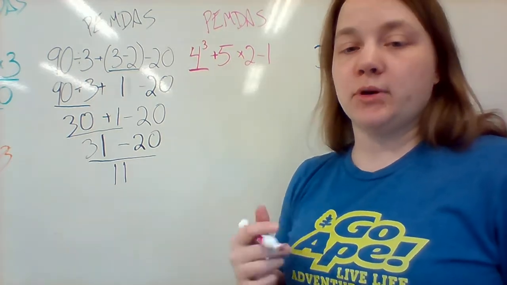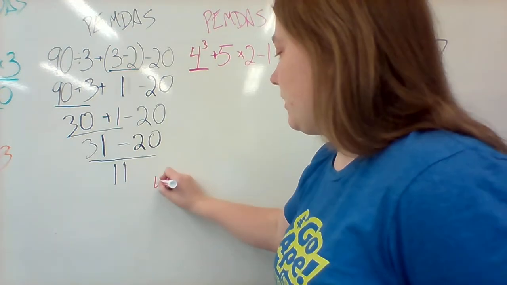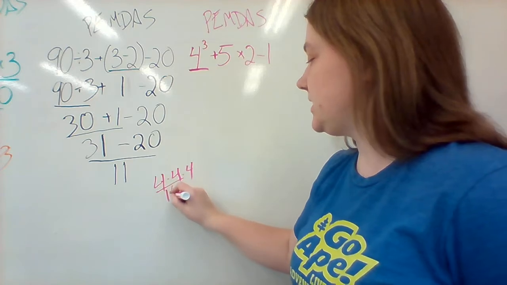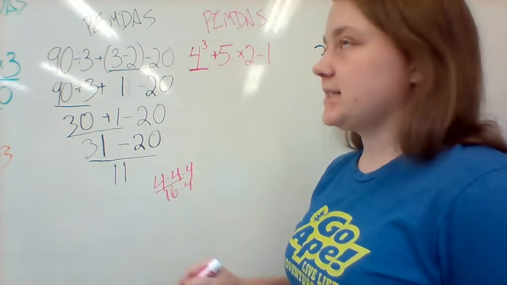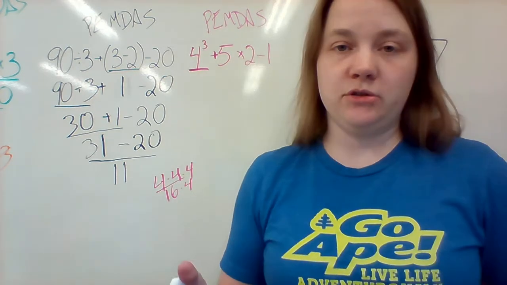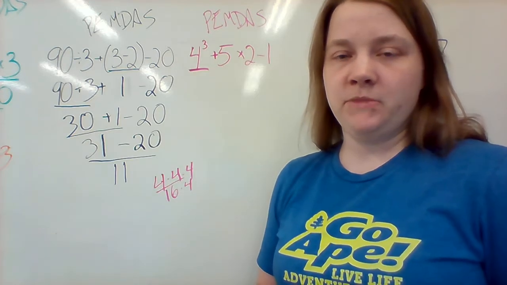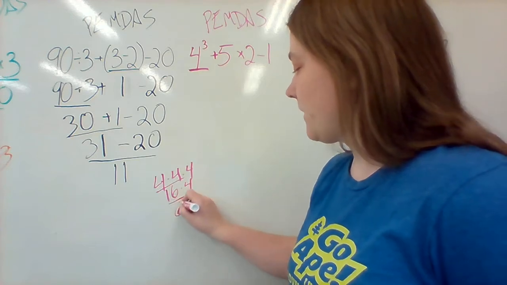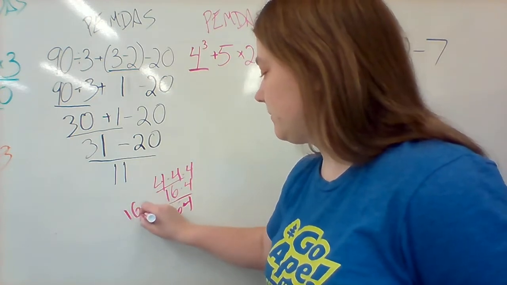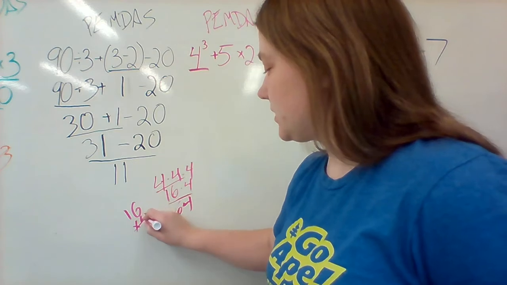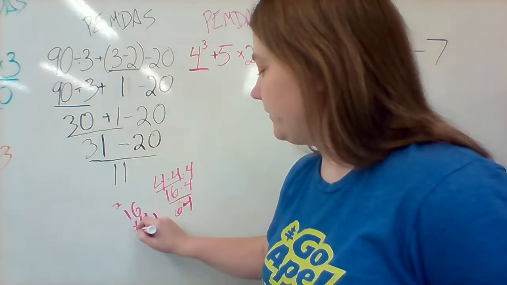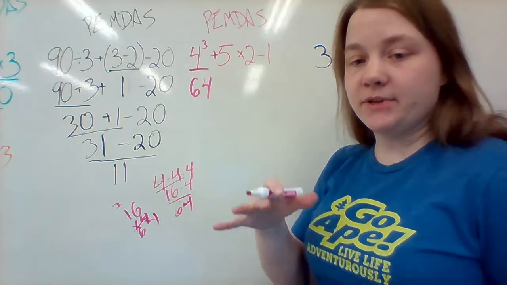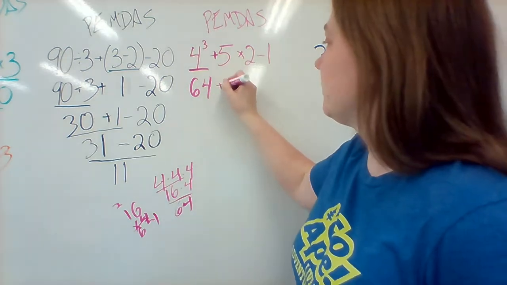Off to the side, I'm going to show 4 to the third power. 4 times 4 times 4. 4 times 4 is 16, times 4. 16 times 2 is 32, and 32 plus 32 is going to be 64. So I'm going to double check that. 6 times 4 is 24, 4, it's still 64. So I'm going to put 64 here. Copy down everything I didn't touch, very important.